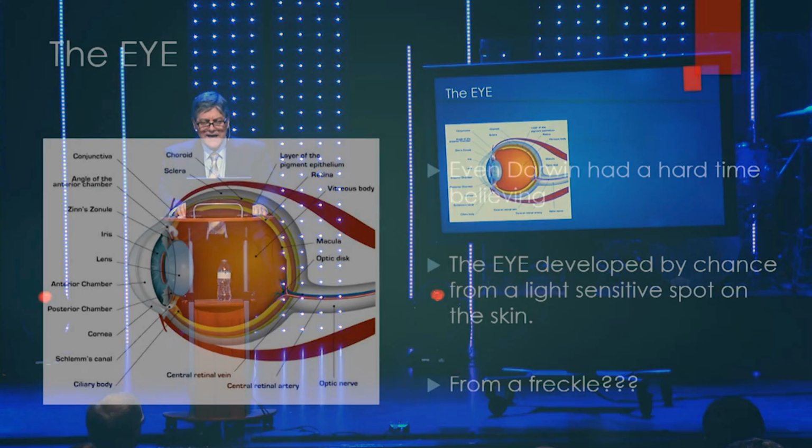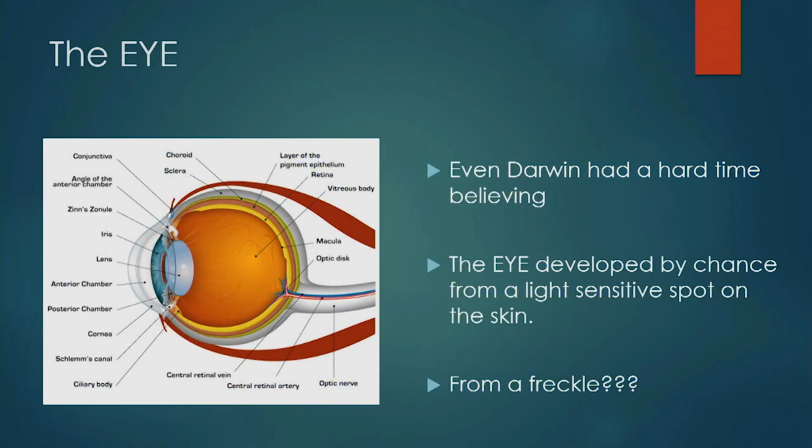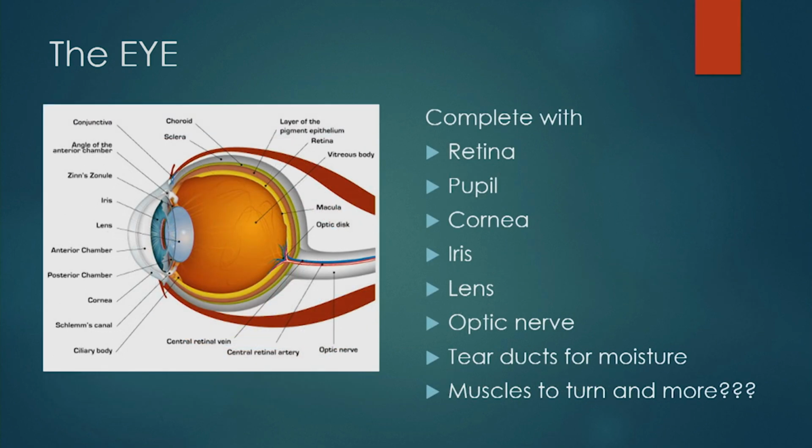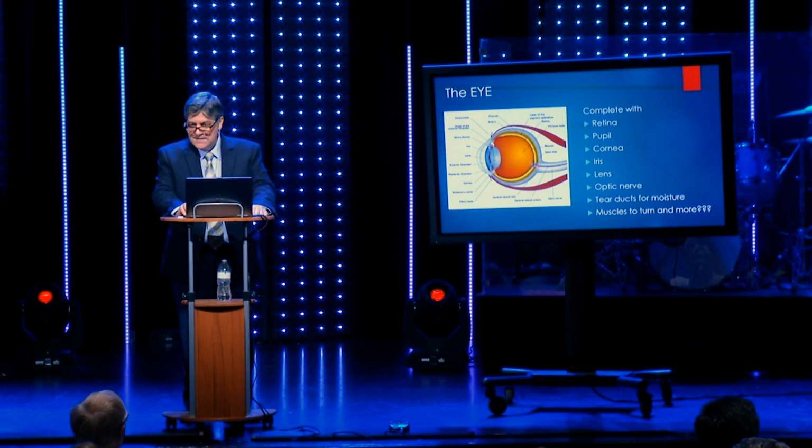Now look at the eye. Even Darwin had a hard time thinking that the eye had developed by chance from a light-sensitive spot on the skin, like a freckle. Think of this. Complete with retina, pupil, cornea, optic nerve, iris, lens, tear ducts for moisture, muscles to turn. It's ludicrous to believe that something this complex evolved by chance.